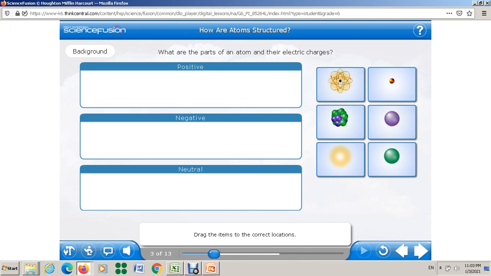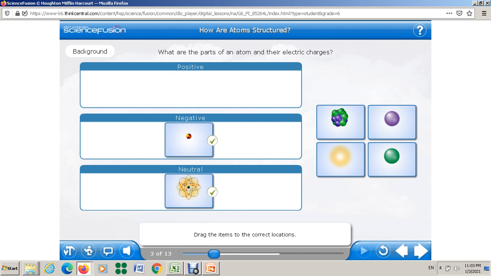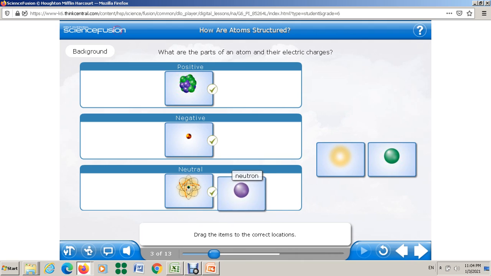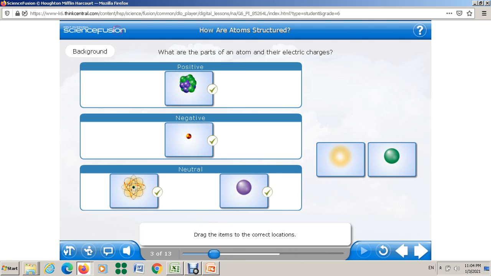Okay, let's look at the first one here. The whole atom, what is the charge of it? Which is neutral, if you remember. Okay, then what about this part here? They said electron. What is the charge of an electron? Which is a negative charge, right? Look at this. This is the nucleus. What is the charge of a nucleus? If you remember, we said it is positive. Okay. What about this one? This one is a neutron. What is the charge of a neutron? Neutral.